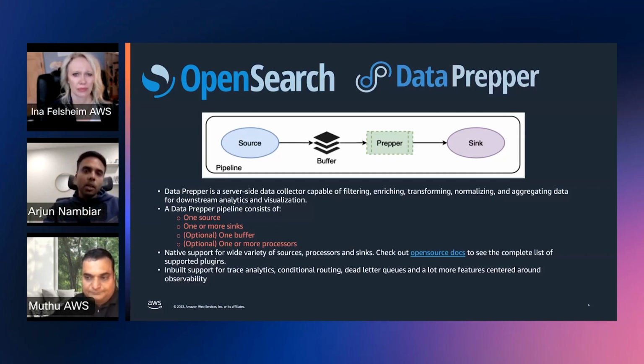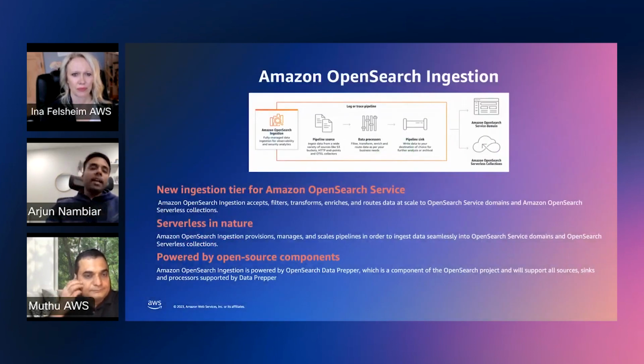We have things like conditional routing, where you need to decide where to send the data on the basis of something in the data. We have DLQs, where, for example, you don't want to write all the data to your sink. If the format is wrong, you can send it to an alternate destination. So all these features that you expect from a first class data pipelining solution are already there in Data Prepper.